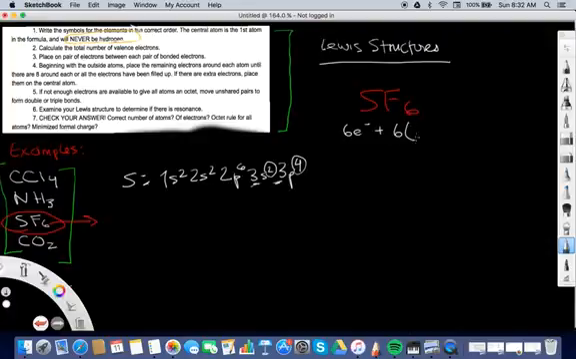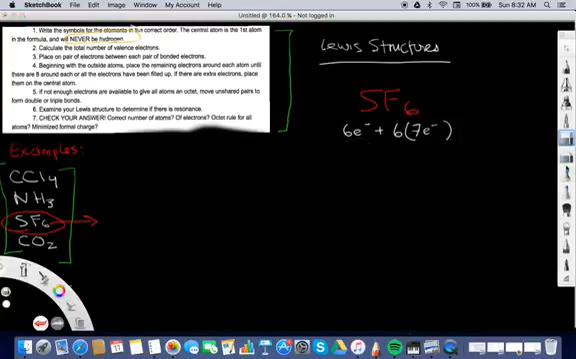We'll add that to 6 times whatever fluorine's valence electrons are. Fluorine has 7 valence electrons, mainly because it's a halogen, so it can only have 7 valence electrons. I'm not going to draw out our electron configuration for fluorine. You can do that if you need a reference point, but you have to take my word for it. Fluorine does have 7 valence electrons.